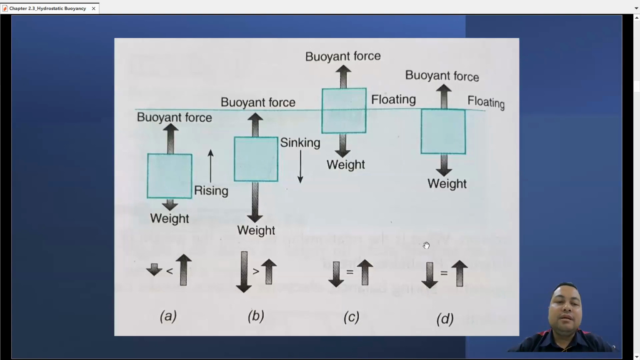Let's look at this figure. What will happen when the weight is much lesser than the buoyant force? The object will rise in water. When the weight is much bigger compared to the buoyant force, the object will sink to the bottom. And when the weight and buoyant force are equal, the object will float in water.